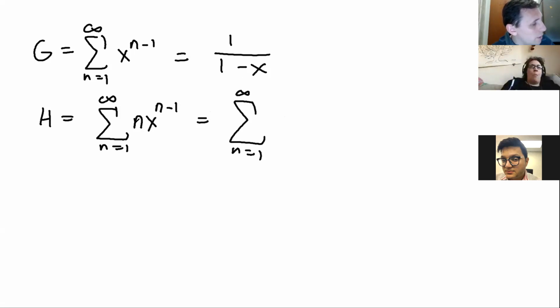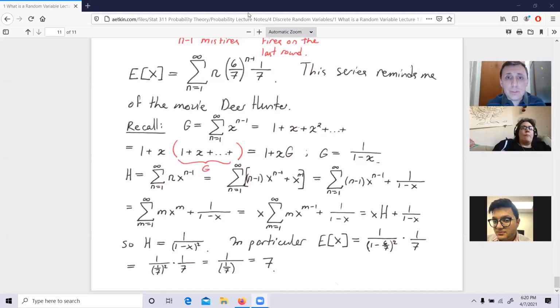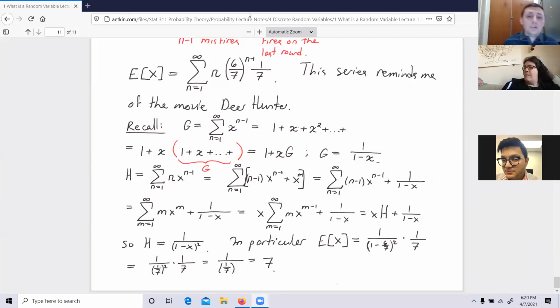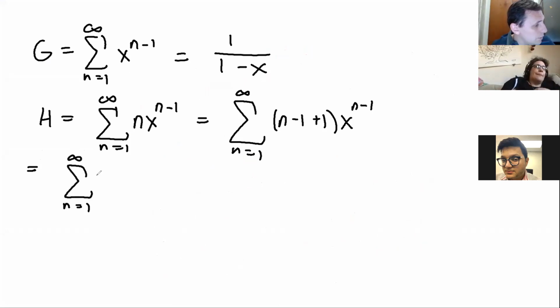And so what I decide to do here is I will write it as the summation. So n I can write as n minus 1 plus 1 times x to the n minus 1. Good. So you understand, I just split the n into n minus 1 plus 1, and then I distribute the x to the n minus 1 through it. So this is the summation where n is 1 to infinity of n minus 1 times x to the n minus 1 plus x to the n minus 1.